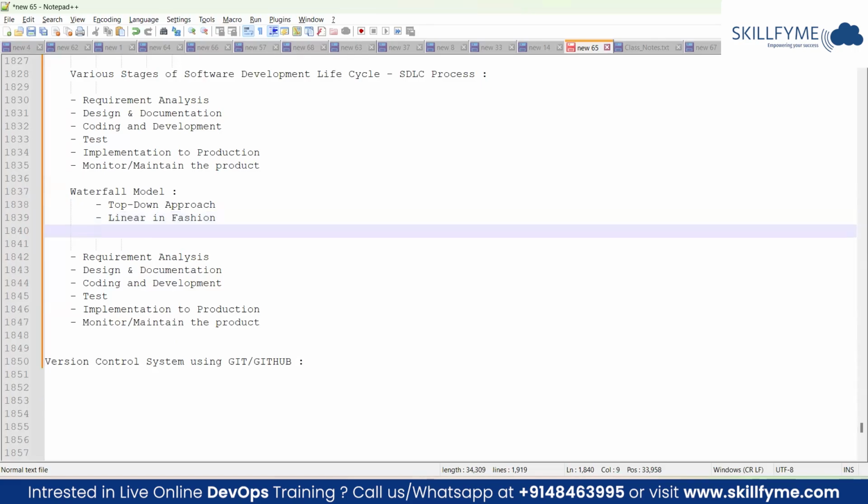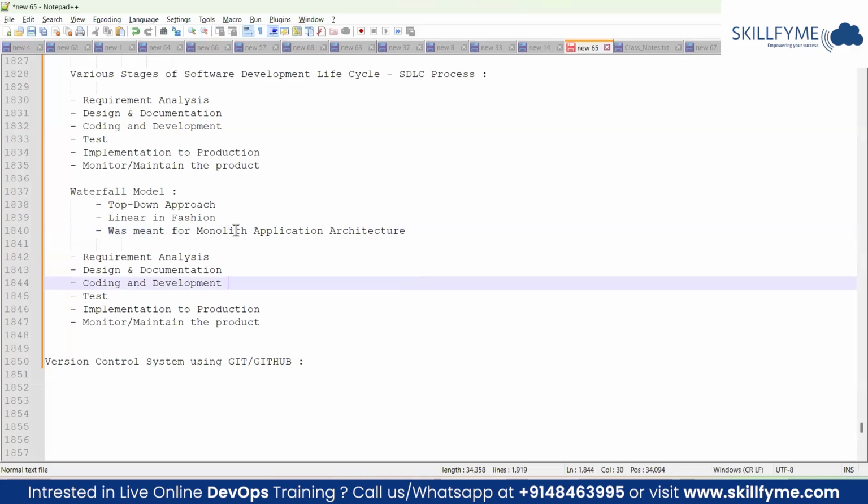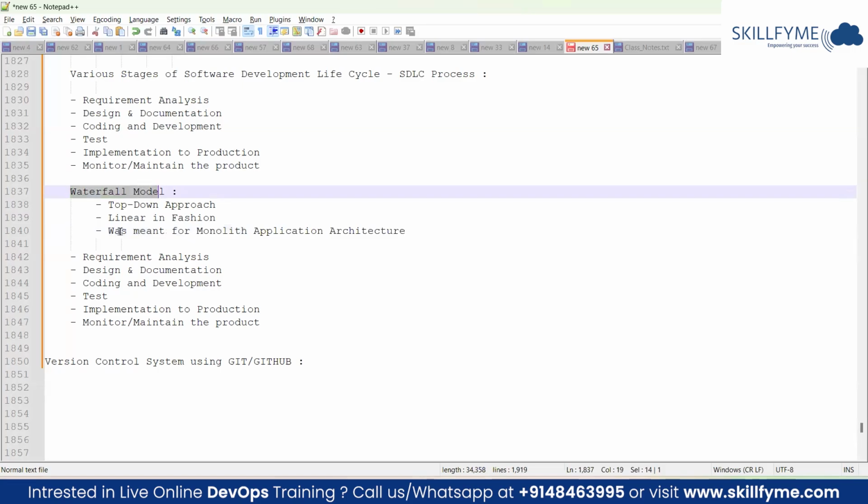And another important thing is this waterfall model was meant for your traditional way of application architecture. We call it a monolith application architecture. I will talk about this monolith application architecture in detail, but as of now, understand it is an architecture that was used in initial days to develop the software. And using the waterfall model, we can develop any application that is based on monolith.